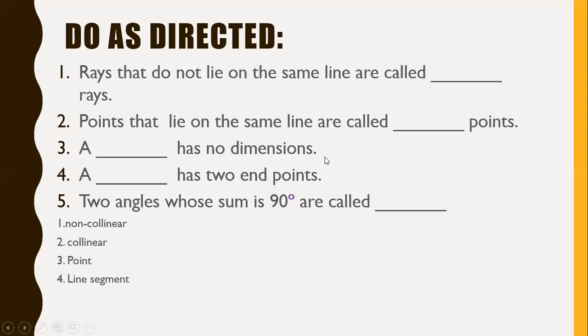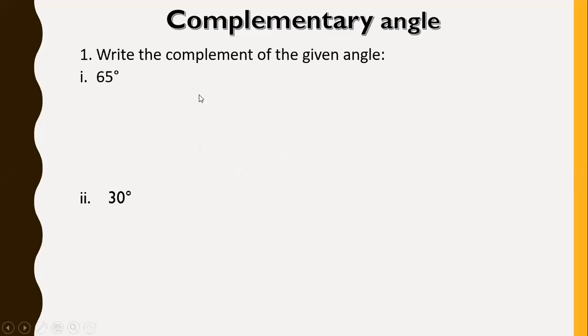Now, what about number 5? Quickly answer me. 2 angles whose sum is 90 degrees are called, very good, complementary angles. Now, write the complement of the given angle. Just find the complement of 65 and share your answer bitwise properly. At the same time, I'm taking your attendance. Just share your answers with me. Today, I'm going to give you an assignment also.